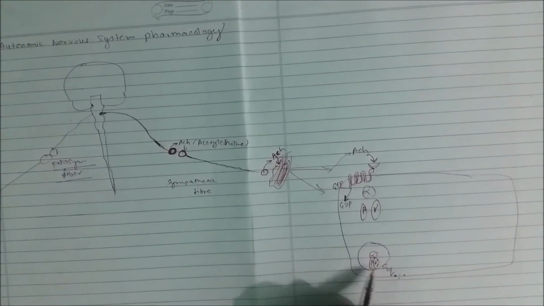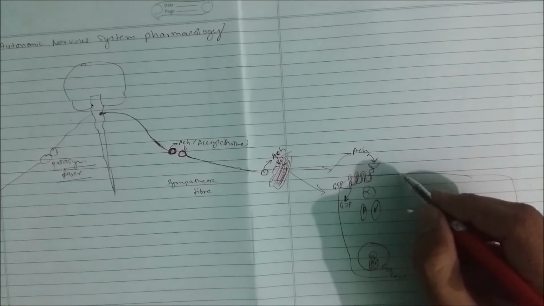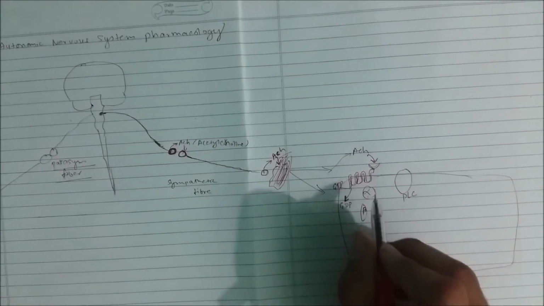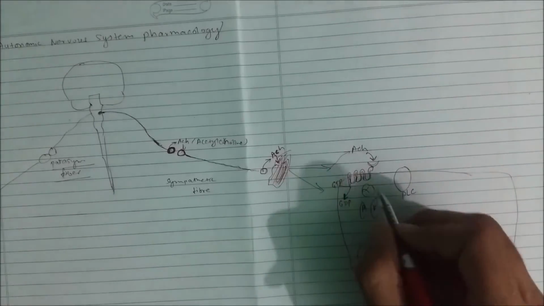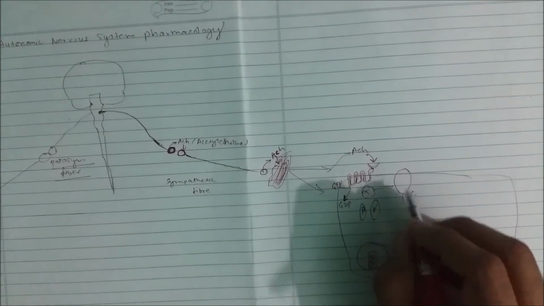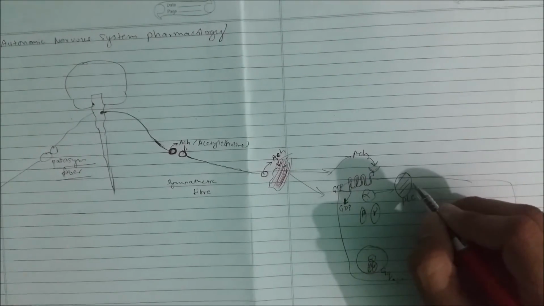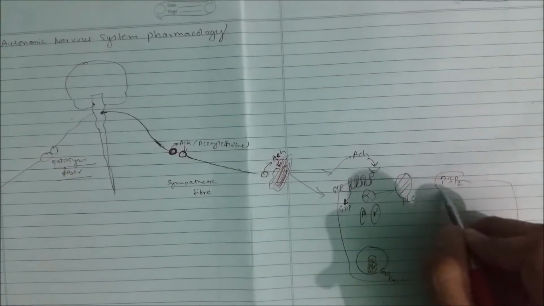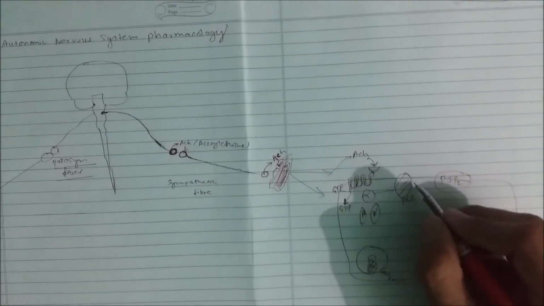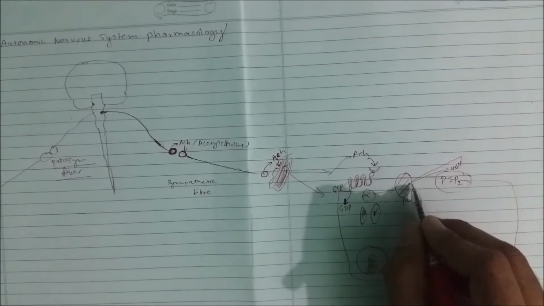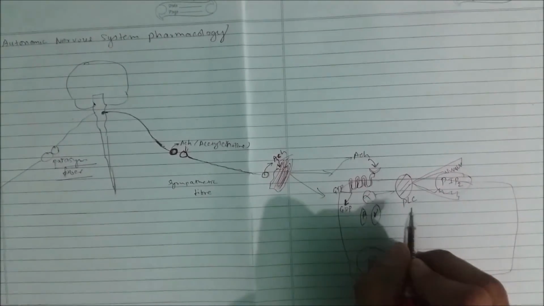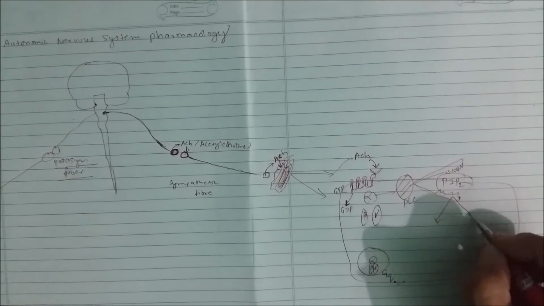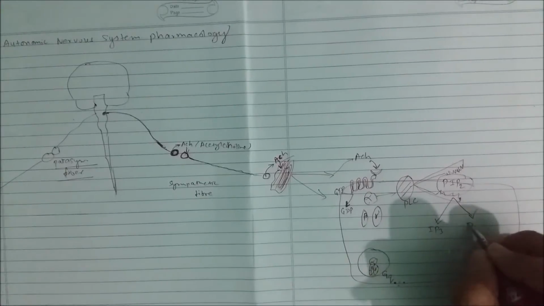Now, the alpha component of this Gq protein goes to a special enzyme called phospholipase C. This alpha component of this G protein activates this phospholipase C enzyme. And this phospholipase C enzyme hydrolyzes phosphatidylinositol bisphosphate, this compound. Suppose this is a cutter. This phospholipase C hydrolyzes this PIP2 into two different compounds, that is inositol triphosphate and diacylglycerol.